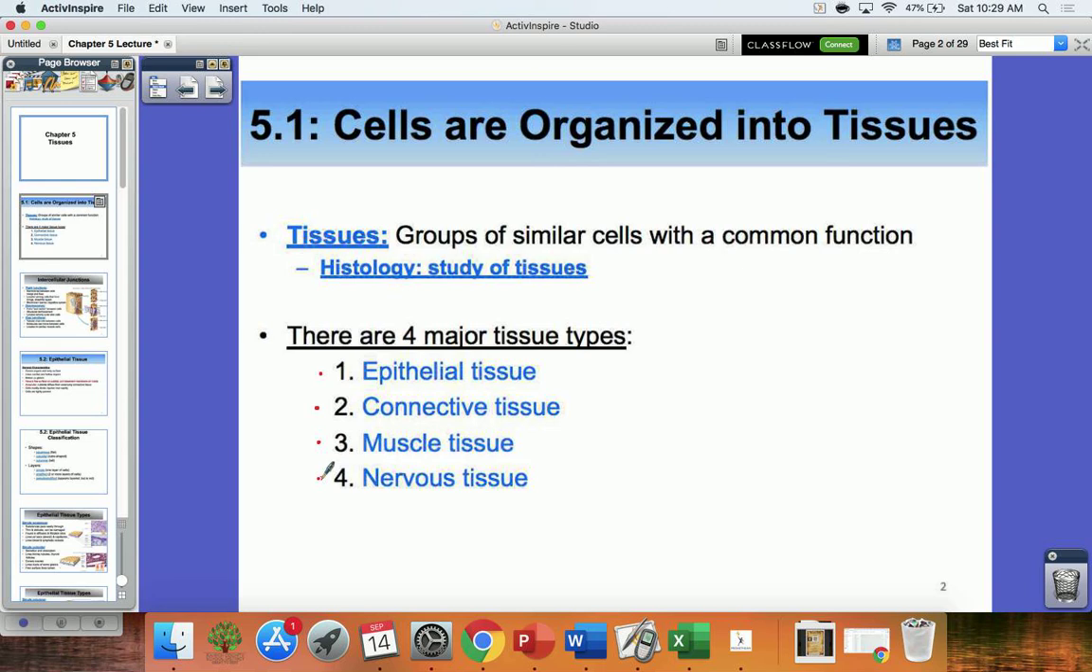Now, the ones that you may be most familiar with may be muscle and nervous tissue. We know what muscle is, we know what nerve tissue is. Connective may not be as familiar, or it may be. And then epithelial tissue is more so our skin. And so this is the order in which we will talk about the tissues for this chapter.